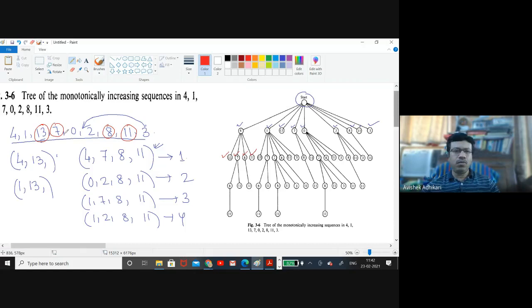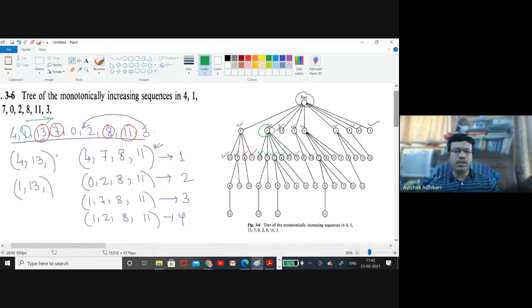Now think about 1. So here you have 1. Start with 1 and find all the numbers. You cannot take 4 because 4 is not on the right of 1, so it should be in this direction. So take 1, then all the numbers which are strictly greater than 1. So 1, then 13, 7, 0 you cannot take. Then 2, 8, 11 and 3.